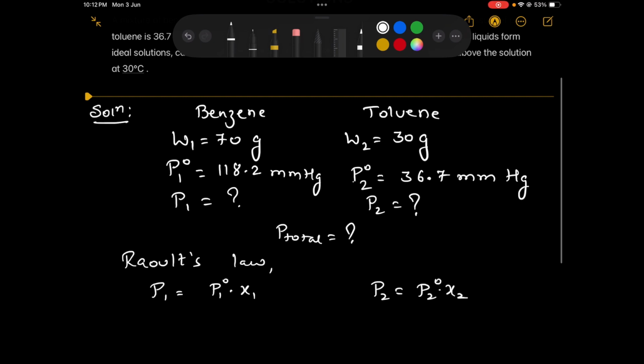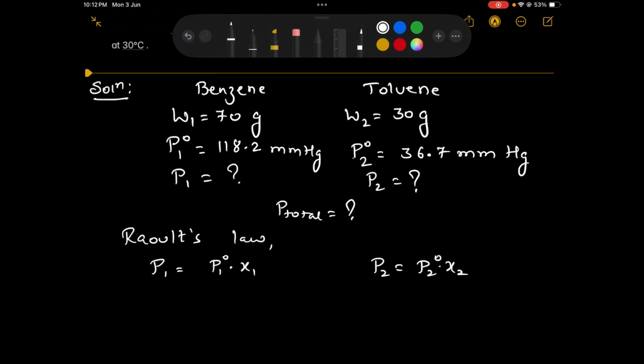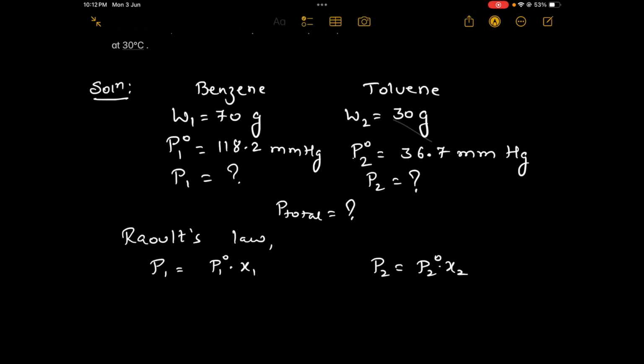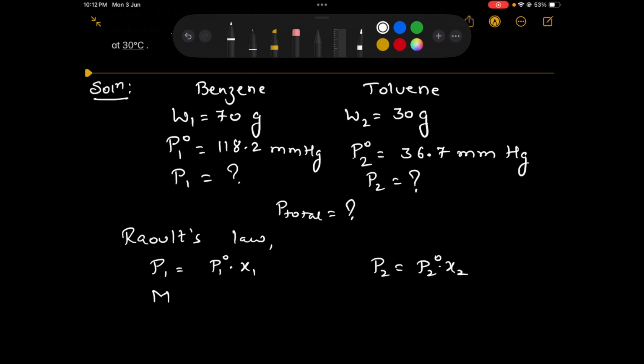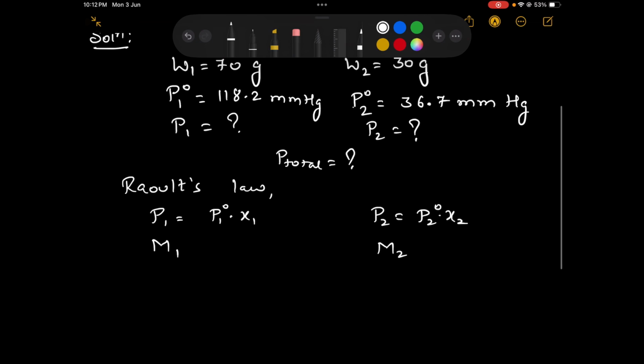into x2. x1 is the mole fraction, x2 is also the mole fraction of the solute, and to find out x1 or x2, we have the formula x1 equals n1 upon n1 plus n2. That's the number of moles, and for number of moles we have the formula mass upon molar mass. So first of all we will find out the molar mass of benzene and the molar mass of toluene. For that we need to know the molecular formula. For benzene it is C6H6 and for toluene we can take it as C6H5CH3.